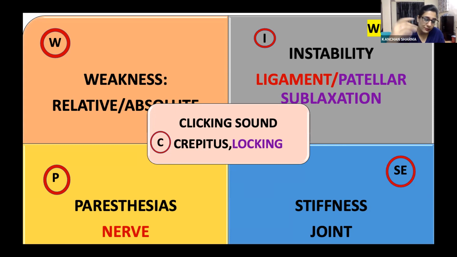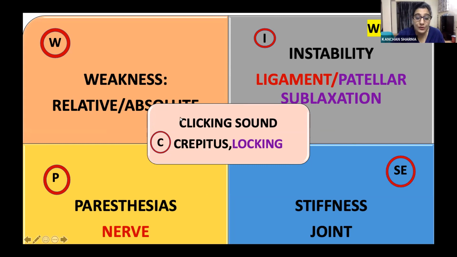Now, absolute: I don't have pain, but I'm not moving it at all. I'm not able to move it. So active movement itself is 0. So that 0 is like absolute weakness. Then I was for instability. Instability will always be with some problem with your ligaments, because they are the ones holding your joint. So if there is some problem with the ligament, the patient will say to you that whenever I'm walking, I feel my knee is giving way. So that is instability. And you do see this instability if there is a patellar subluxation.